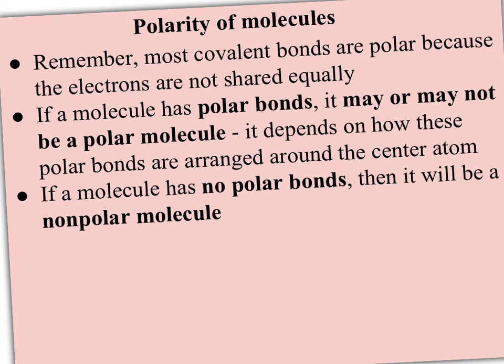So just like polarity on a bond means there's a positive end and a negative end, in order for a molecule to be polar, there has to be a positive end to the molecule and a negative end, or we think of it as a head and a tail. There has to be oppositely charged ends. So if a molecule has polar bonds, it may or may not be a polar molecule. It depends on how those polar bonds are arranged around the center atom. However, if a molecule has no polar bonds, then it doesn't matter what shape it has, it's going to be a nonpolar molecule.